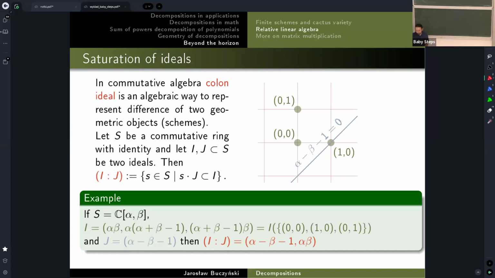So I'm taking the set corresponding to I, and I'm getting rid of everything that hits the blue line. Maybe if this was positive dimensional, then I also need to take the closure of what remains. And then this is what I get as a result. So this is like a commutative algebra operation for the geometric difference between two objects.